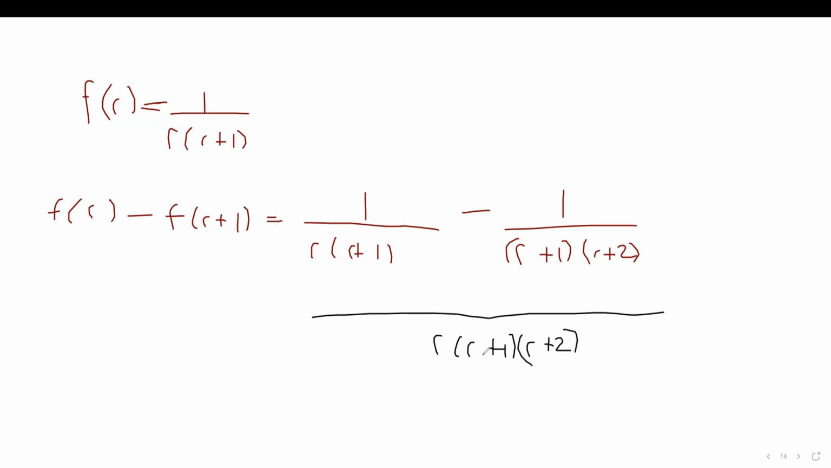This into this would leave the r plus 2. 1 times r plus 2 is r plus 2. Minus this into this, that just leaves the r. And so r plus 2 minus r just leaves 2. So it's 2 over r times r plus 1 times r plus 2.